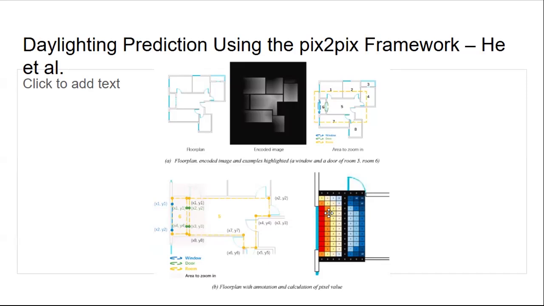As you can see right here, in those cells there's a number. If this cell in the grid is very close to this window, it will have a low number. If it's very far, it will have a higher value. And if it's under the wall, which cannot get any daylight, it will get a 0. So using this method, they encode this floor plan into the encoded image.